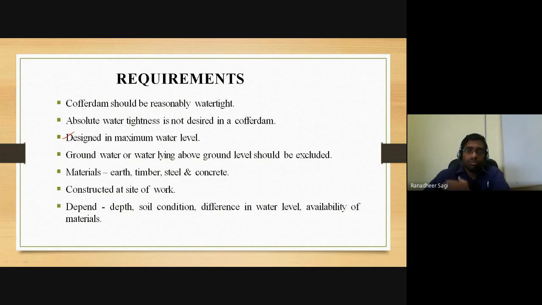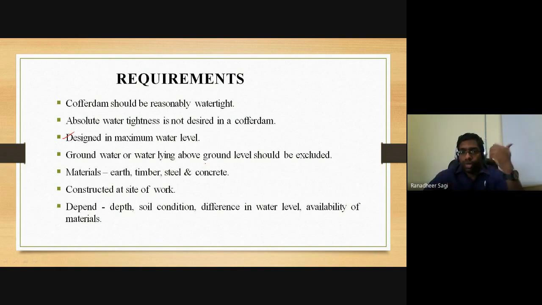Okay, so whenever you are looking at the construction of this cofferdam, we first try to understand the maximum water level flow, or maximum flood level, existing at that particular river flowing region. Based on that maximum water level consideration only, you go on to design your temporary construction there. And groundwater, or water lying above the ground level, should be excluded. When thinking of the construction of your cofferdam, you will not be taking into consideration the stagnated water or the water level which is already existing.